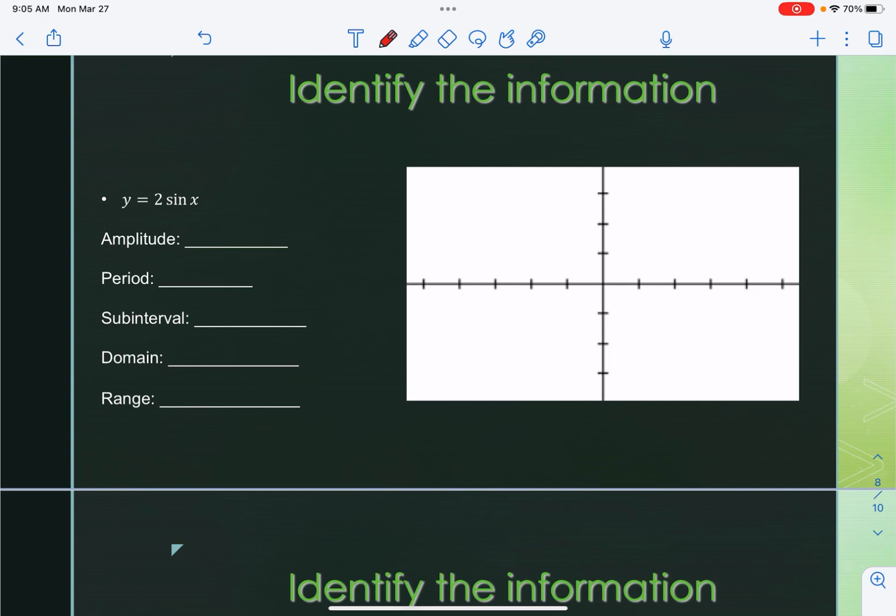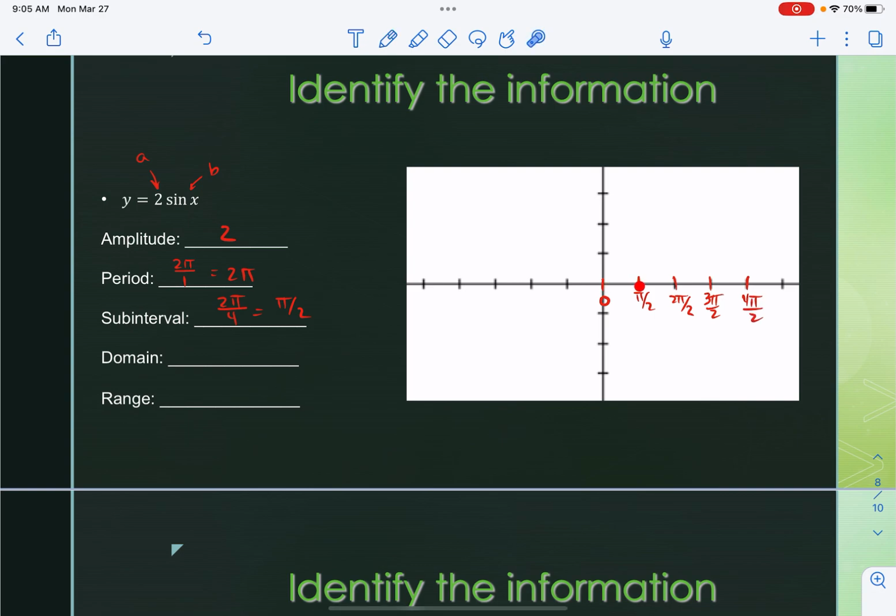Now notice here the amplitude. This is our A value. This is our B value. So our amplitude is 2. So the period would be 2 pi over 1, which is our B, which is just 2 pi. Our subinterval, remember we take our period and divide it by 4. So in this case, it's pi over 2. So again, we're always going to start at 0, pi over 2, 2 pi over 2, because we're adding pi over 2 here. So 3 pi over 2, 4 pi over 2.